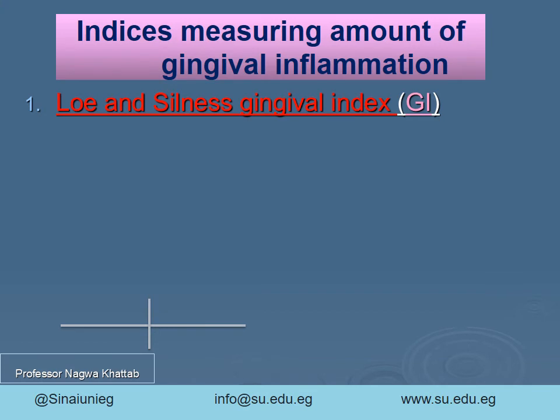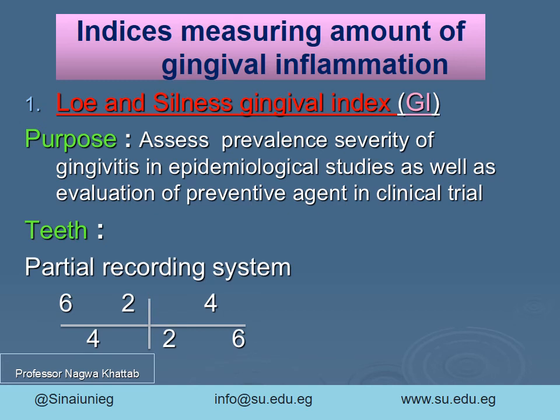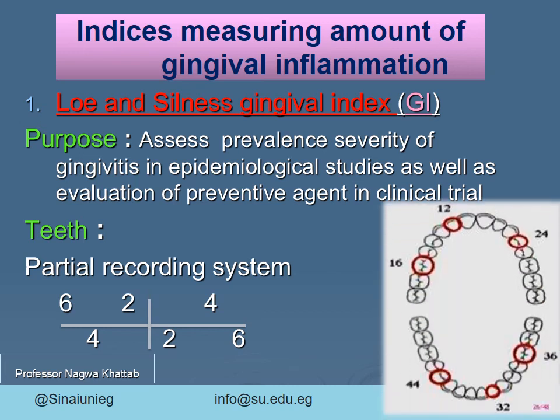And this is for measuring the amount of gingival inflammation. Here we will discuss the gingival index of Löe and Silness. The purpose of this index is to assess the prevalence and severity of gingivitis, whether in epidemiological studies or in a clinical trial, as well as to evaluate the effect of preventive agents in clinical trials. The teeth examined could be all the teeth, as in the plaque index, or select a partial recording system or select specific teeth. Observe these teeth are the same as for the plaque index.